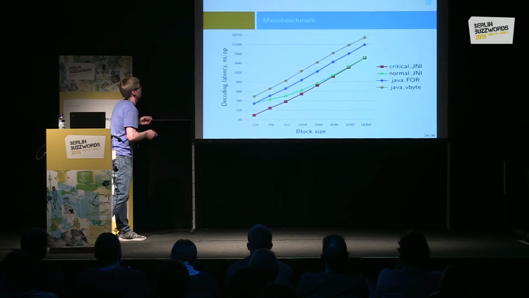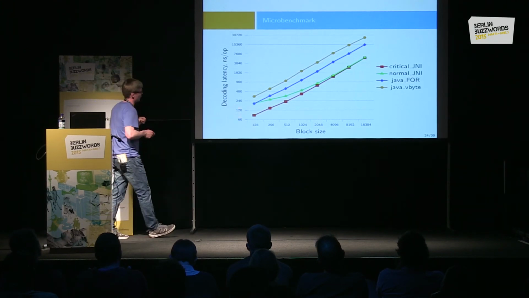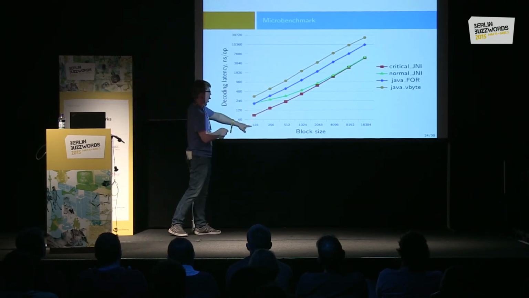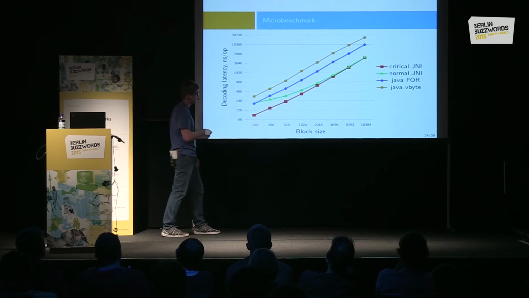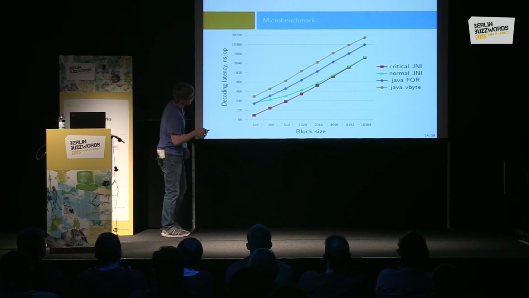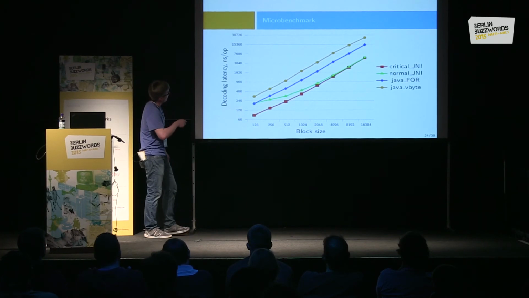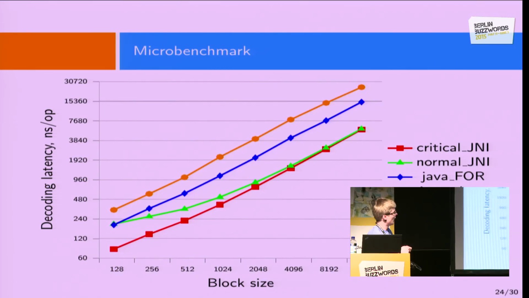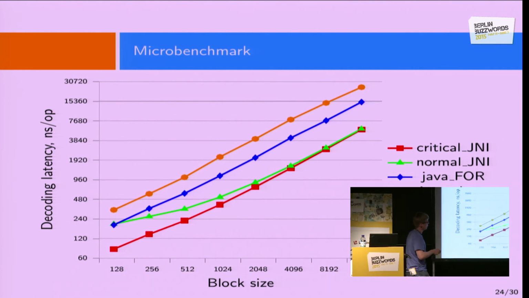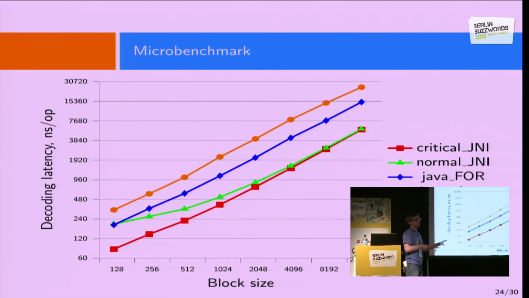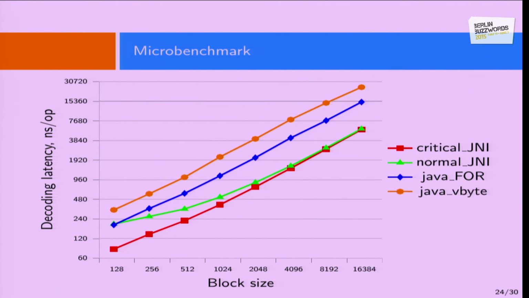So here are the results. The most important column is block size 128, because Lucene uses this block size. As you can see, the y-axis is decoding latency. High means worse, low means better. In the case of the critical JNI call, we have latency of about 70 nanoseconds per call. So we decode 128 elements in 70 nanoseconds.